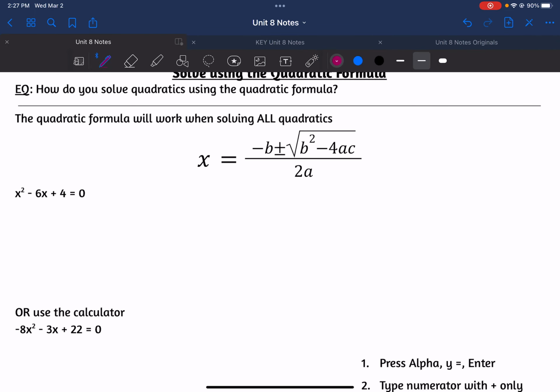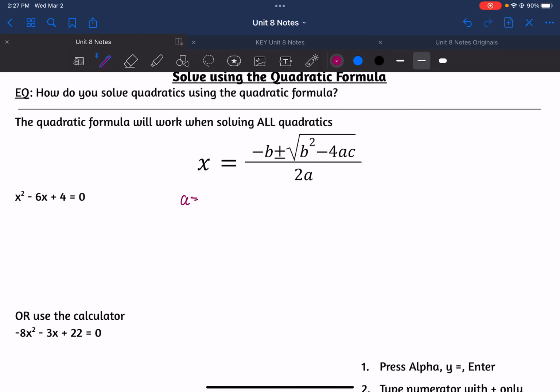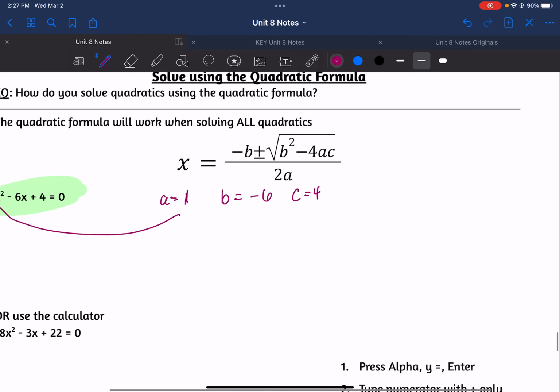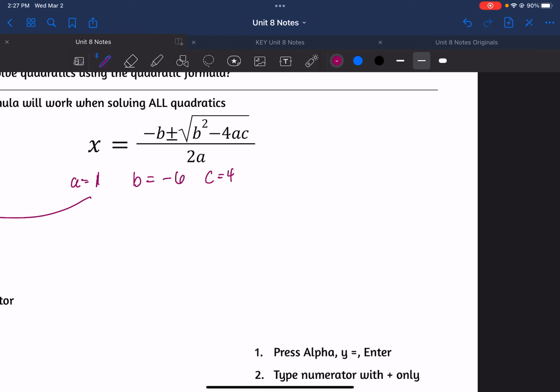Let's go ahead and get started. First we need to figure out what my values are. What's my A value, B value, C value? My A value is 1, B value is -6, C value is 4. Now I need to substitute these values into the quadratic formula. So I have negative, parentheses, -6, plus or minus the square root of B squared, so -6 squared, minus 4 parentheses, my A value, my C value, all over 2 parentheses A, which is 1.